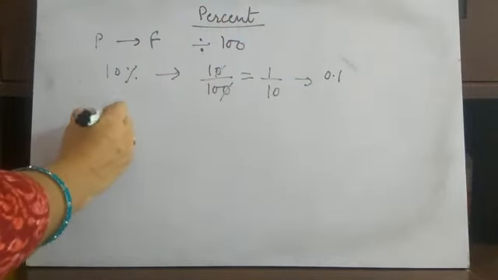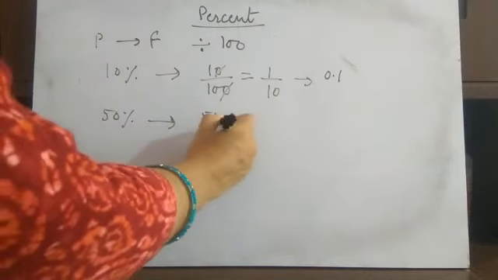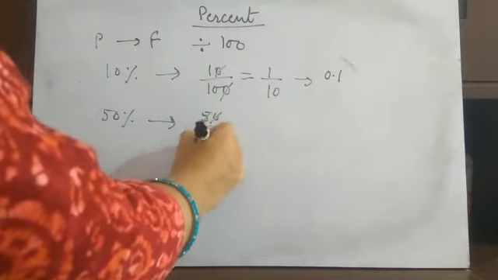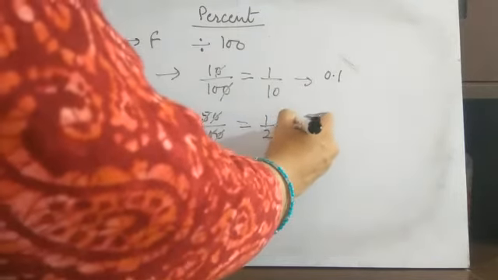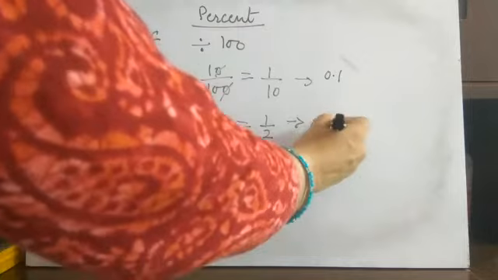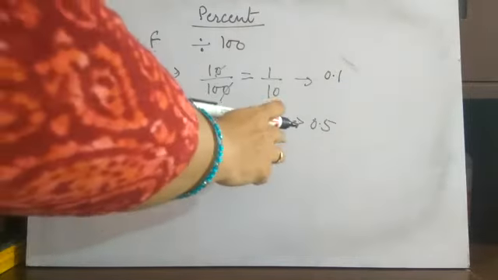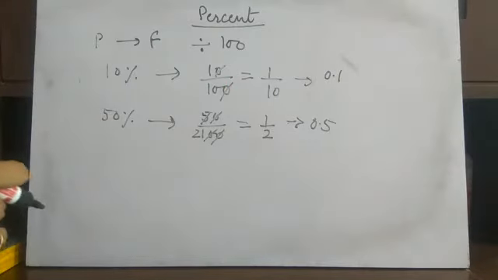Let us take 50%. So 50 upon 100, cancel the zeros, 5 2s are, so this gives you 1 by 2, that will give you 0.5. So in fraction it is 1 by 2, and in decimals it is 0.5. This is how we do it.